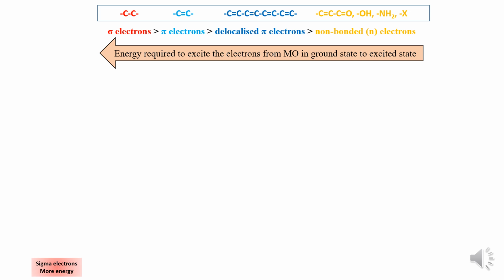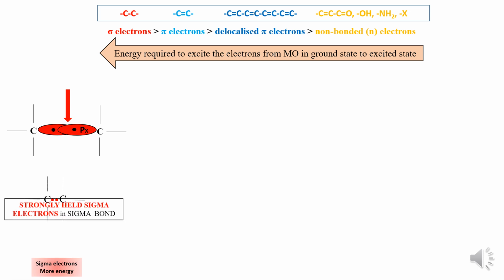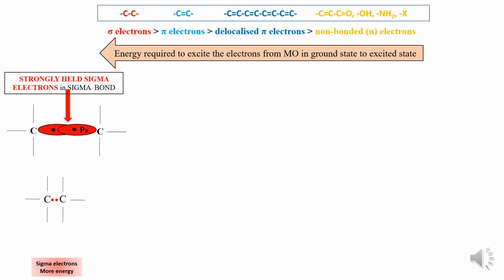Now sigma electrons are present in sigma bonds, and sigma bonds are formed by endwise or linear overlapping of sp3 hybridized orbitals of the carbon atom, as in the case of alkanes. And as a result, the sigma electrons are strongly held in the sigma bond, and more energy is required to excite the sigma electrons present in the sigma bonds.